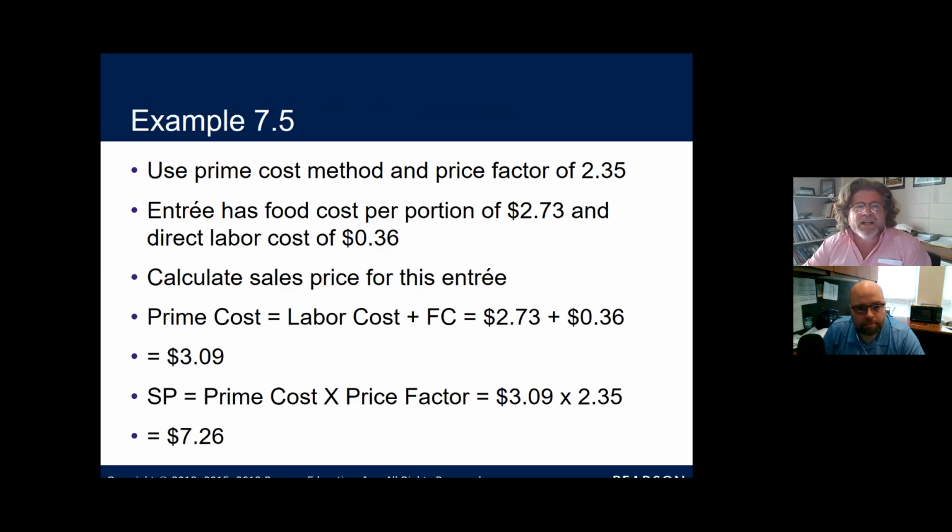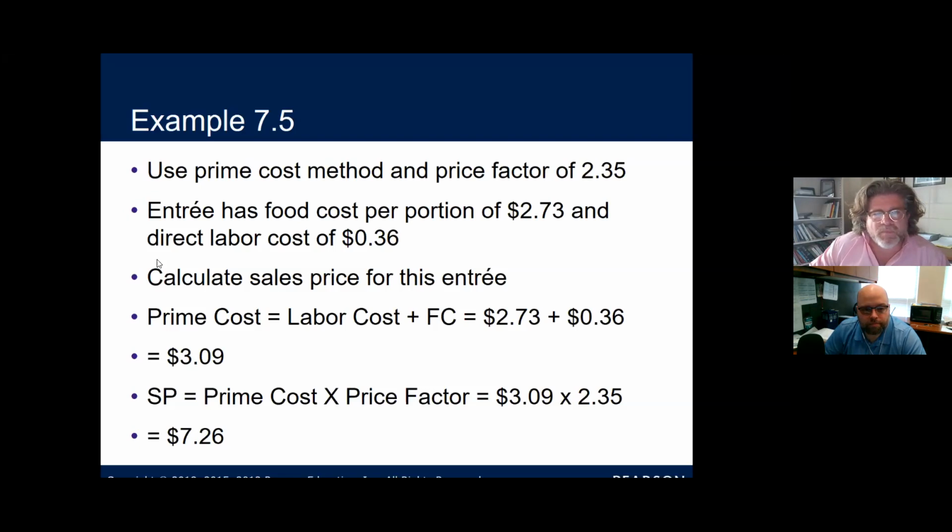So let's say that I have a price factor of 2.35 that historically I've gone through, and that's what I've decided is appropriate to charge. My entree has $2.73 worth of food in it and a labor cost of 36 cents. 36 cents for each dish. Okay, that could be worth it. If you're serving enough of these dishes, that could be significant.